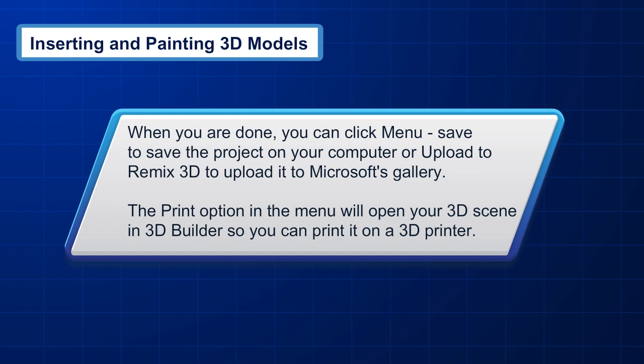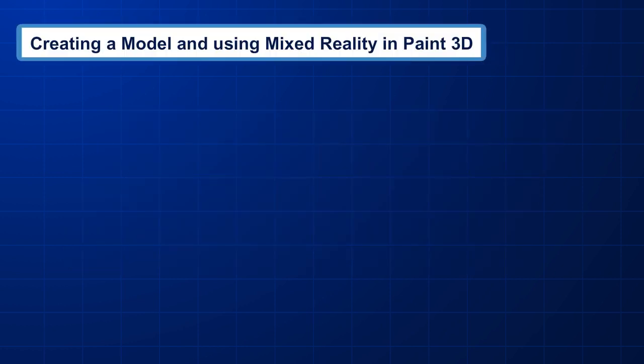When you are done, you can click Menu, Save to save the project on your computer, or Upload to Remix 3D to upload it to Microsoft's gallery. The print option in the menu will open your 3D scene in 3D Builder, so you can print it on a 3D printer. Creating a model and using mixed reality in Paint 3D.